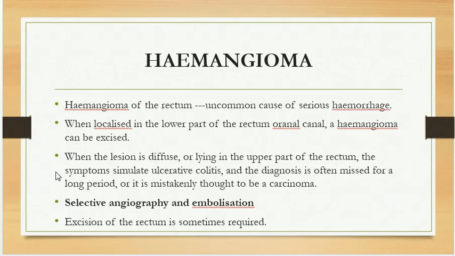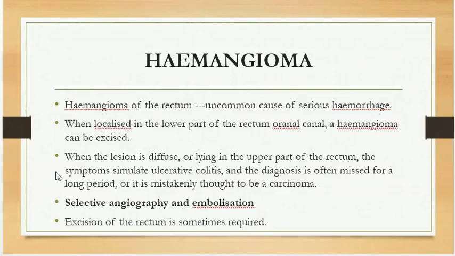Another benign tumor of the rectum we are going to talk about is the hemangioma. Hemangioma of the rectum is an uncommon cause of serious hemorrhage from the rectum. When localized in the lower part of the rectum or anal canal, a hemangioma can be excised easily. When the lesion is diffuse or lying in the upper part of the rectum, the symptoms simulate ulcerative colitis and the diagnosis is often missed for a long period, or it is mistakenly thought to be a carcinoma when the hemangioma is in the proximal part of the rectum.